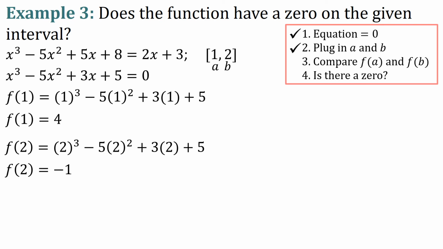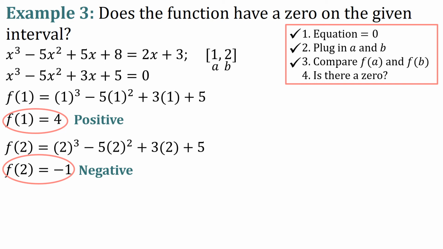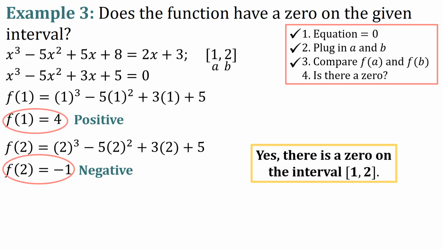So now we've plugged in a and b. Our next step is to compare f of a and f of b. F of a is 4. F of b is negative 1. 4 is positive, negative 1 is negative, right? Okay, I needed one answer to be positive and one answer to be negative. So, since 4 is positive and negative 1 is negative, I know that there is a 0 on the interval 1, 2. There is a 0 in between there because I had to cross the x-axis to go from 4 to negative 1. Let's see what this looks like.